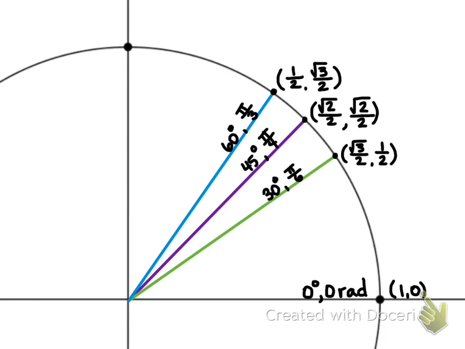Okay, then we're going to go straight up, which is 90 degrees and equal to pi over 2 radians, and that's the ordered pair 0, 1. So this is quadrant 1 of our unit circle. All of these important angles in degrees, in radians, and then their ordered pairs out there.